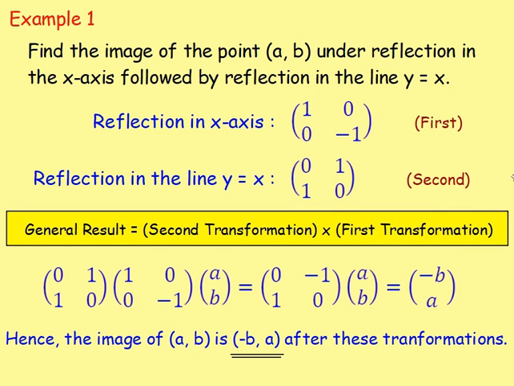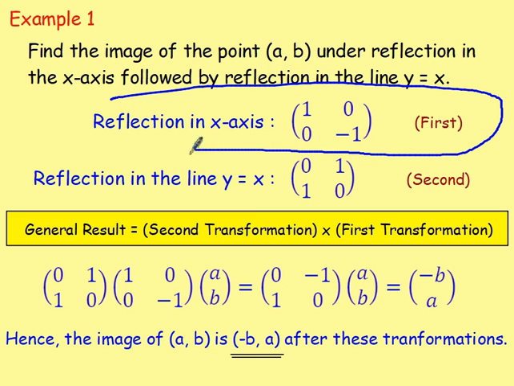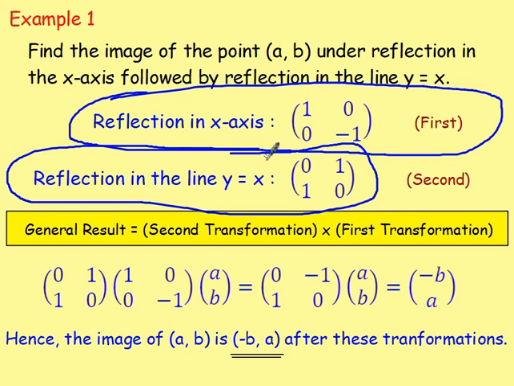For example, with this here, find the image of the point A, B under reflection in the x-axis, followed by reflection in the line y equals x. Well, this is going to be the matrix that's associated with reflection in the x-axis. This one here will be reflection in the line y equals x, but when you multiply them together to apply that to a point, you do it in reverse order.